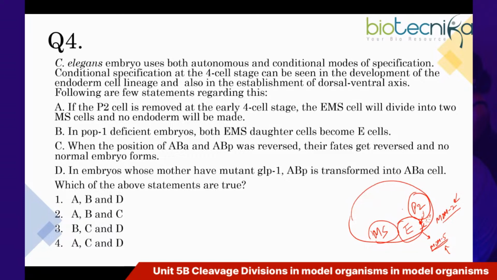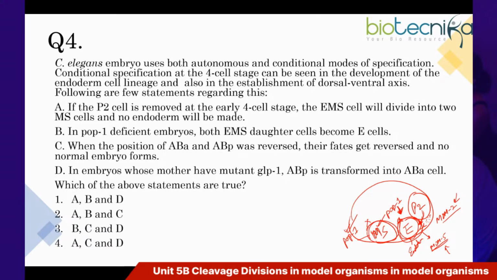Okay, so when P2 gives signal to this cell, in this cell there is one molecule called POP-1. So POP-1 is downregulated. If it is downregulated, this daughter cell automatically gets endoderm specified. Okay. Now in MS, P2 can't send signal to MS. So here POP-1 is present. So if POP-1 is present, it goes for mesoderm specification.